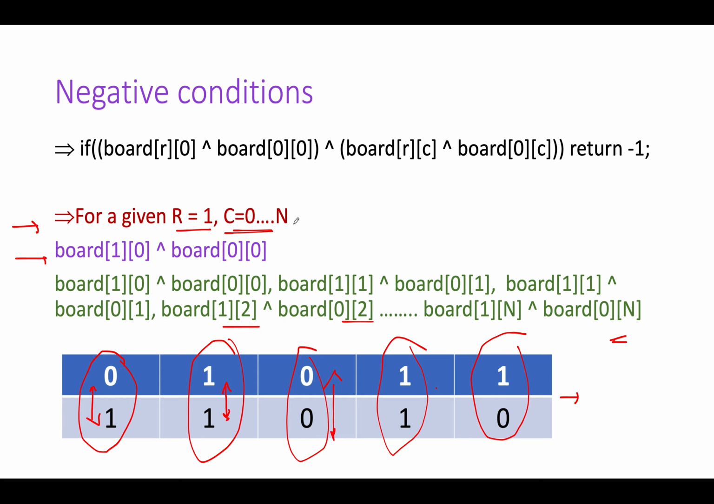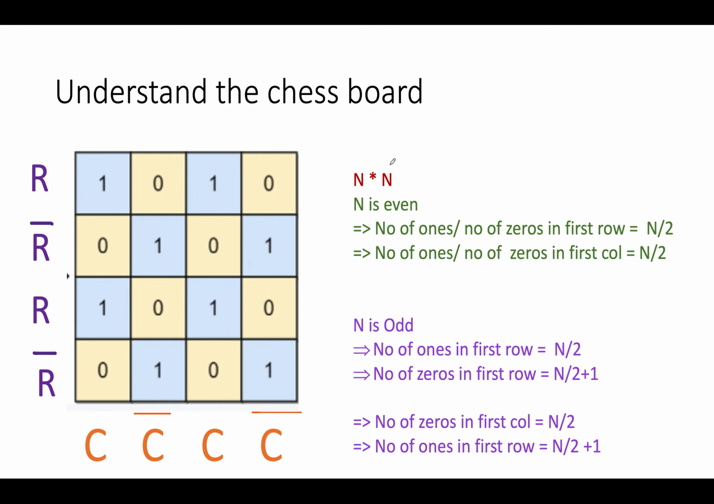In this case, we moved row wise. Ideally, we should have gone column wise as well, and for each column we would have computed a similar relation. However, the XOR operation is commutative and associative in nature. So in this expression itself, we have calculated that value for each R, for each C, and this expression remains the same. Therefore, we don't need to reiterate it again.